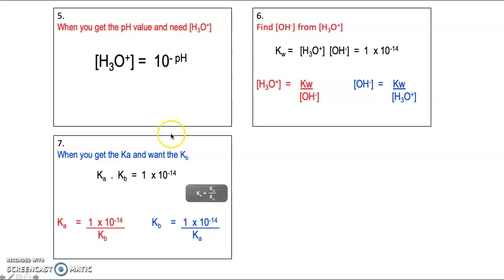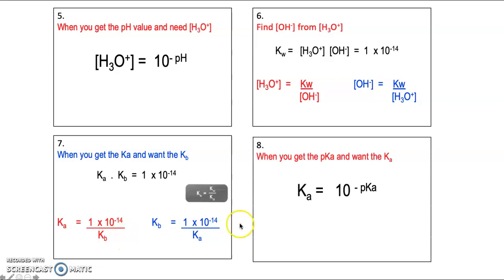There will be times when you're provided the Ka value and you will want the Kb. To find your Kb value, we take 1 times 10 to the minus 14, which is your water dissociation constant, and divide it by the Ka. Vice versa, if you need Ka but have been given Kb, again 1 times 10 to the negative 14 over Kb.